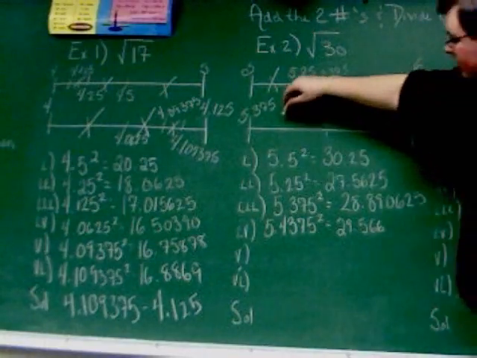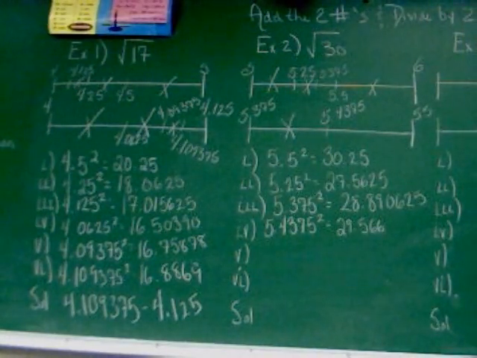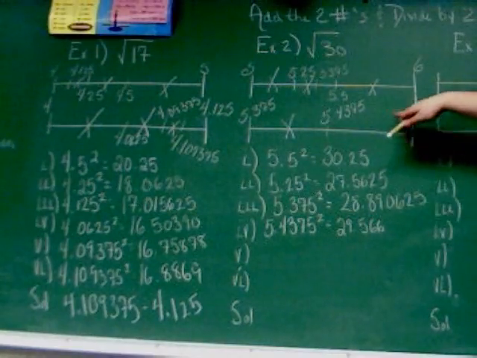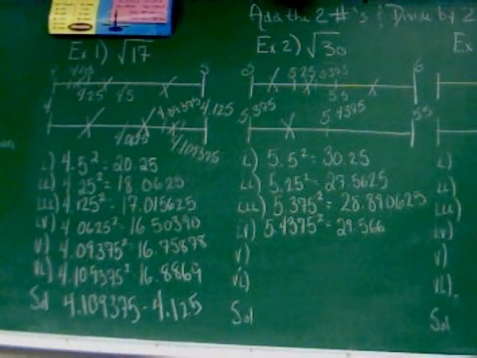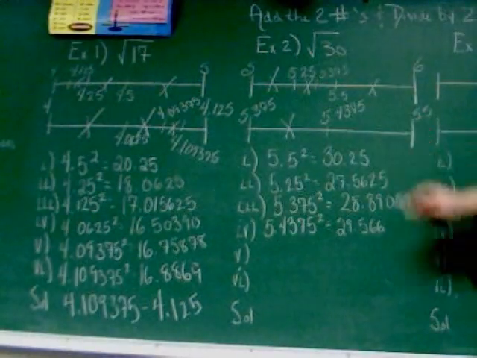Cross out everything smaller, everything to the left. Okay, so now I'm working in the range between 5.4375 and 5.5. So, put my finger on those and pull the middle and rewrite. This one ends at 40625. So it's 5.40.